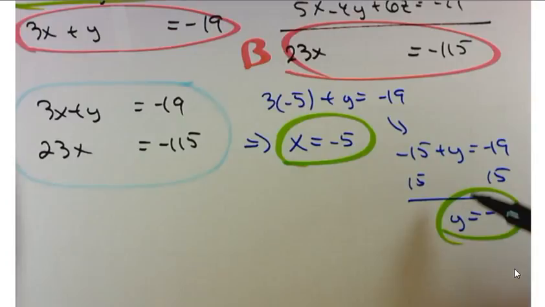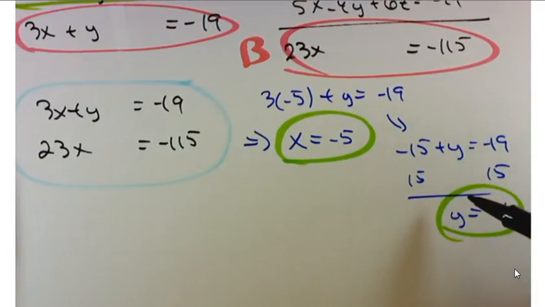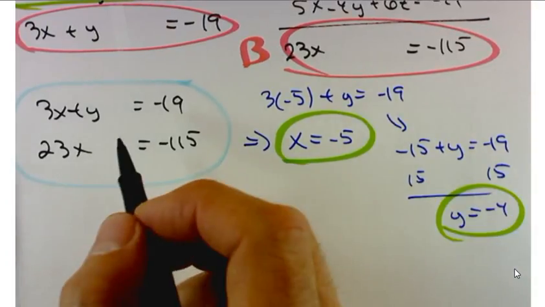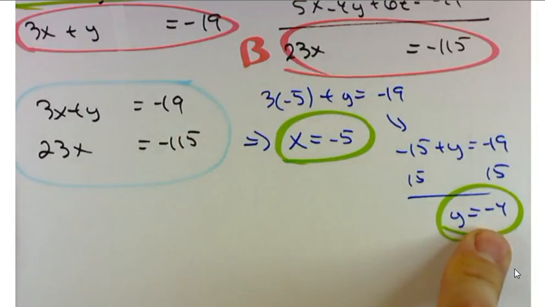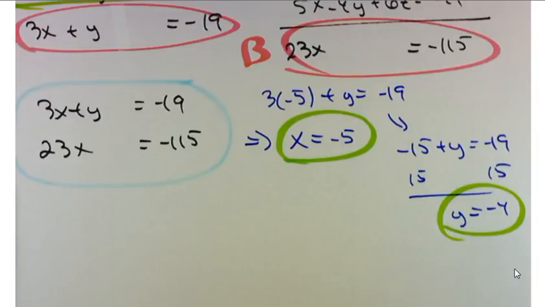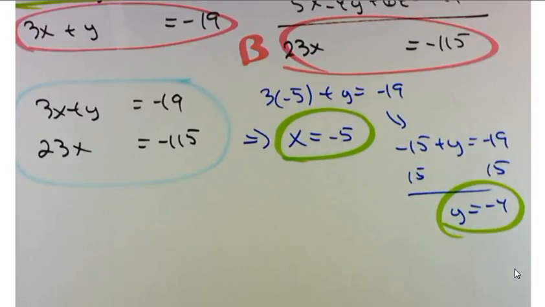Okay, so I have x and y. I still need z. Dylan, what am I going to do to find z?